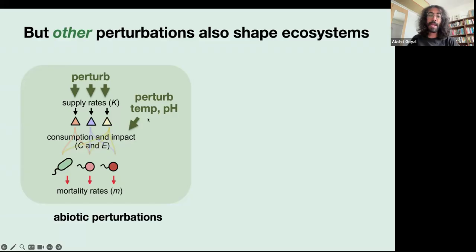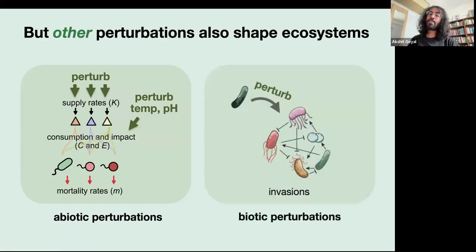You could have perturbations to temperature. You could have perturbations to pH. You can have perturbations to salinity. And what we typically imagine is that, well, maybe they change how these particular species are consuming and impacting resources or growing or something else. Right. So, of course, these are a class of perturbations that are a little bit distinct from just perturbing the species directly. But of course, there are also biotic perturbations, right?